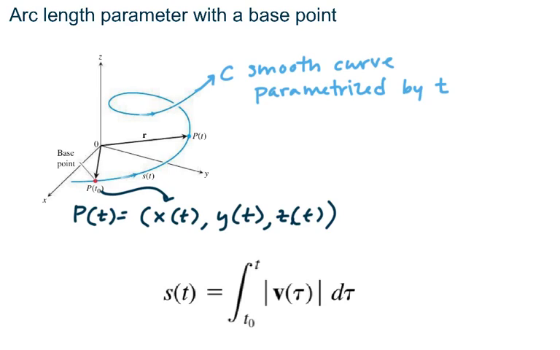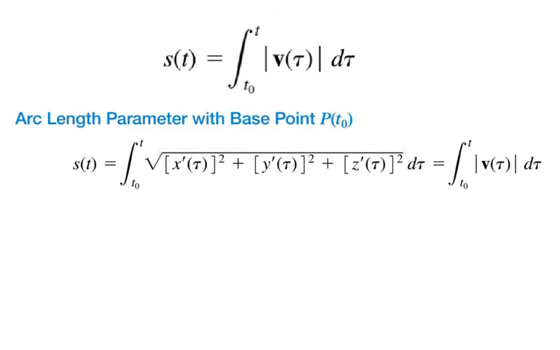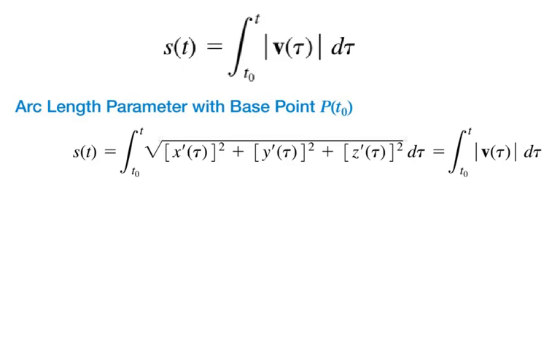So I'm going to bring in the formula. So here we have the arc length parameter with a base point t naught at P, some point at a t naught time. So it's still the same formula. We've just written it a little bit differently. And again, we're using tau as the variable of integration because t is already used in our upper limit.